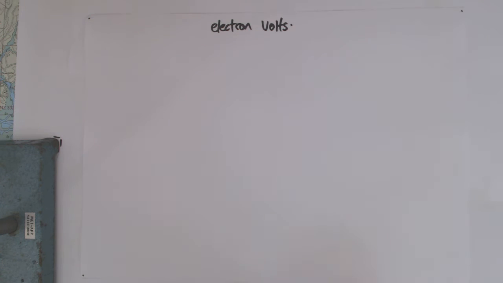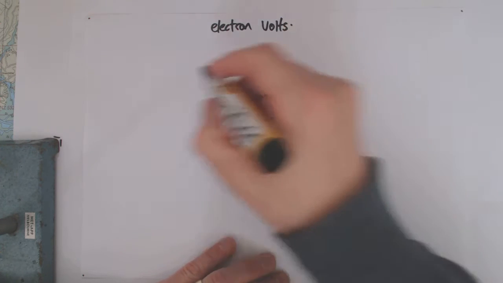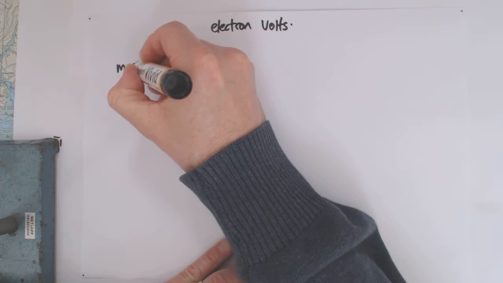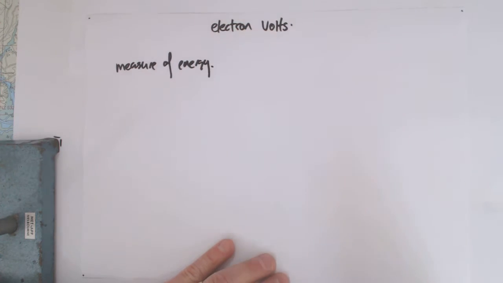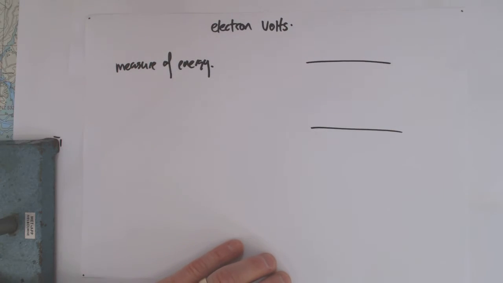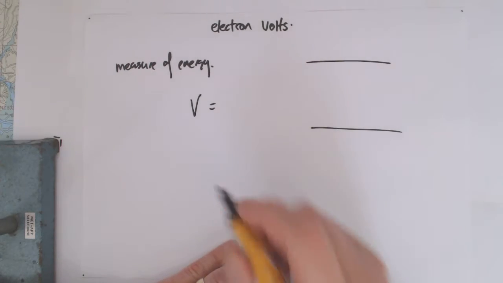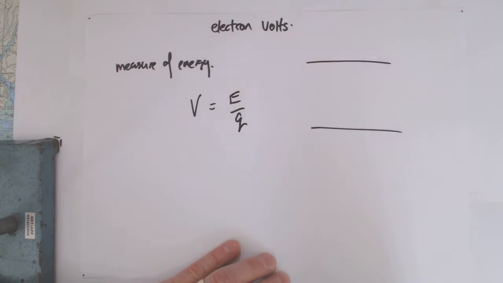This should be a reasonably short little video. It's just talking about the electron volt, which is a measure of energy, and what we have to remember is how we came up with this whole voltage thing in the first place, remembering that volts are energy per charge.